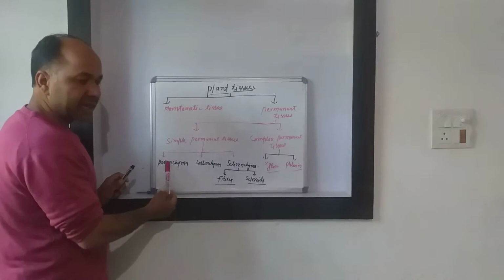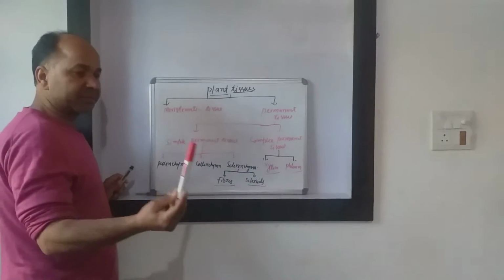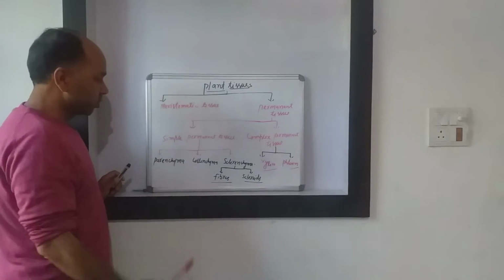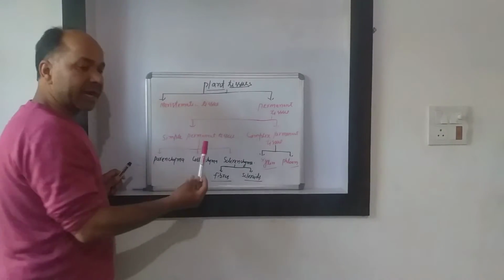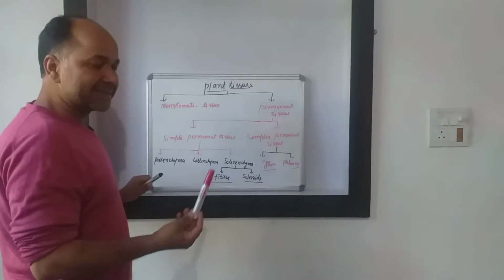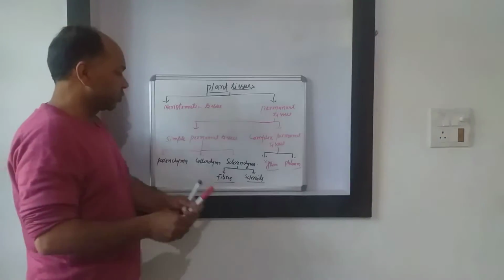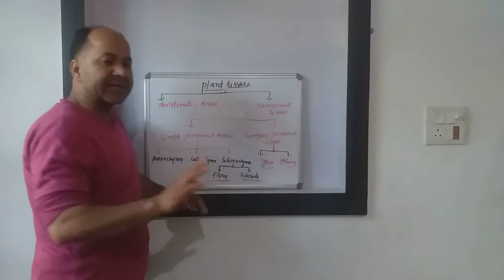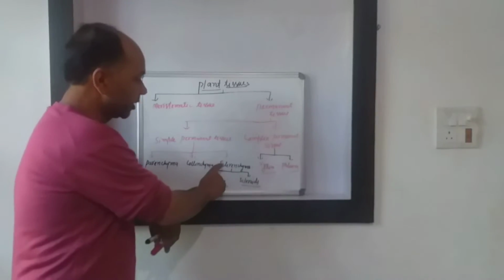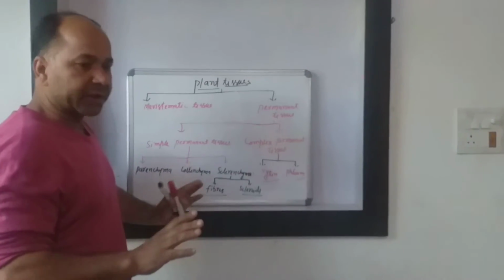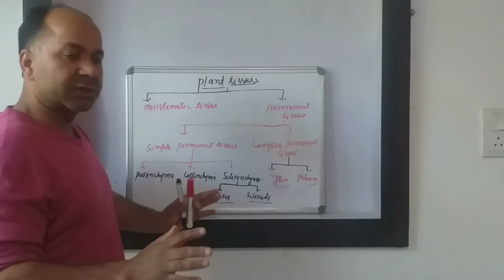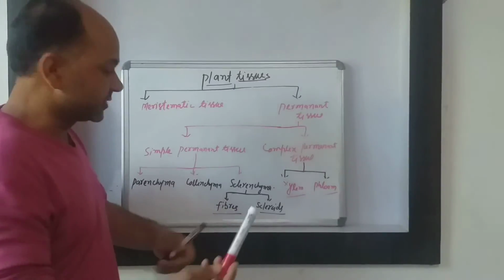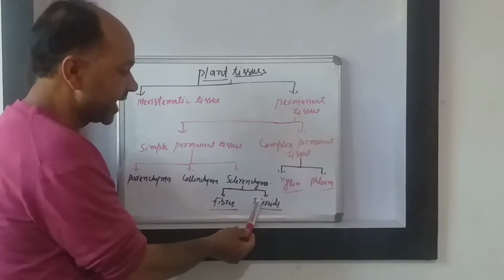Parenchyma is a simple permanent tissue made up of only one kind of cells known as parenchyma cells, and it is living. Please remember it is a living simple permanent tissue. Collenchyma is also made up of simple permanent cells and it is also a living permanent tissue. And sclerenchyma, please remember this, is a dead simple permanent tissue. Here the cells are dead. Cells do not have protoplasm, cytoplasm, or cellular organelles. Depending upon the shape and nature of cells, sclerenchyma is further of two types, fibers and sclereids.